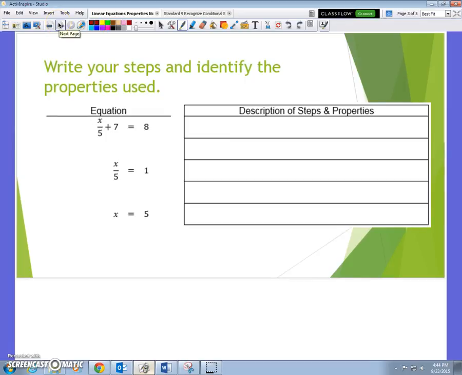It's going to show me that you know which property you're using. So let's just start off again with the given. It's the given problem. And the first thing I would need to do to solve this problem is subtract 7 from both sides. So I'm actually going to change that to a different color. I'm using the subtraction property of equality.